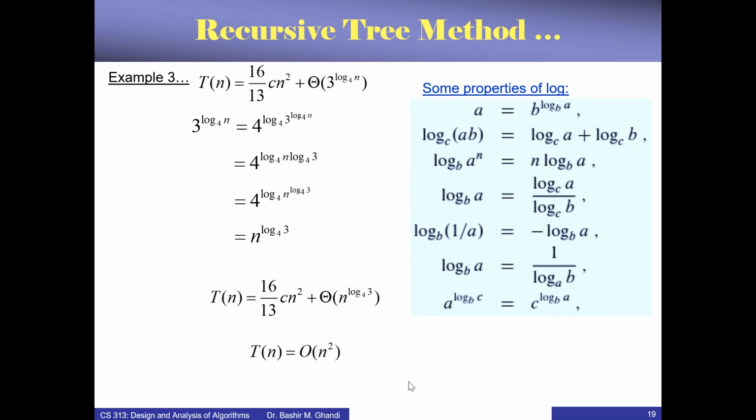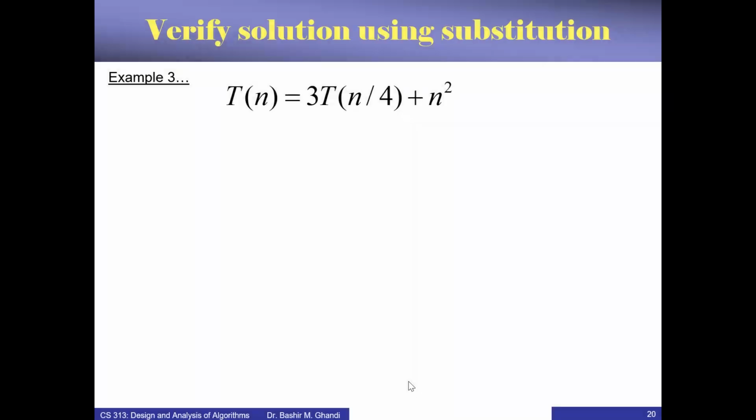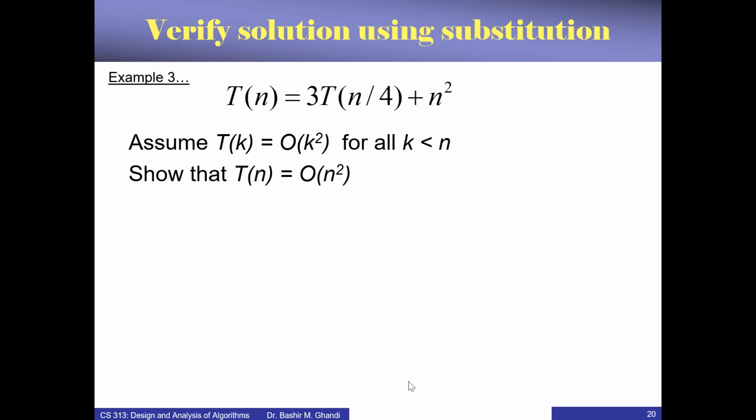Remember, the recursive tree method is not conclusive. We still have to use substitution method to prove it. This is what we do next. So going back to our equation, Tn is equal to 3T(n over 4) plus n squared. We now need to prove that it is big O of n squared. So we're going to make a hypothesis that it is true for k less than n. Okay, so Tk is going to be big O of k squared. If it is true for k less than n, it definitely is true for n equal to n over 4.